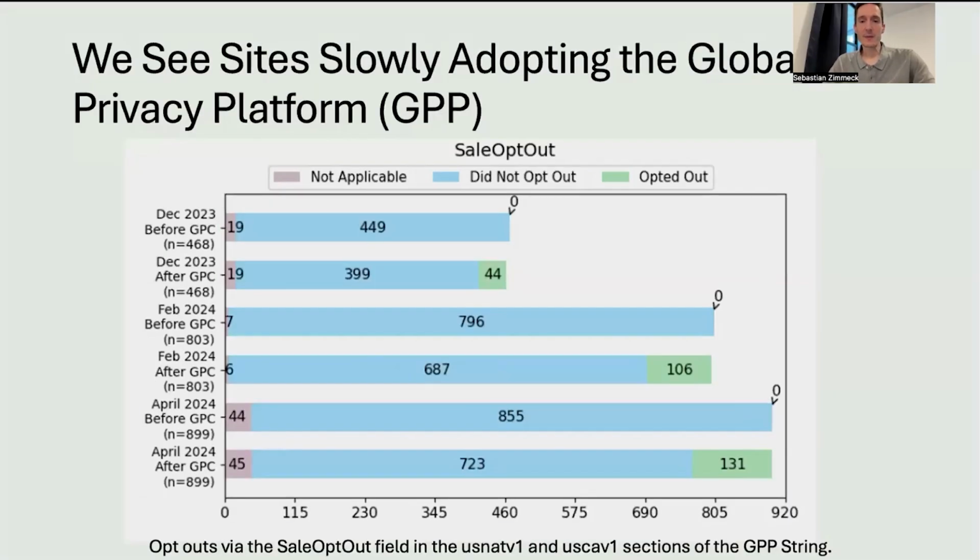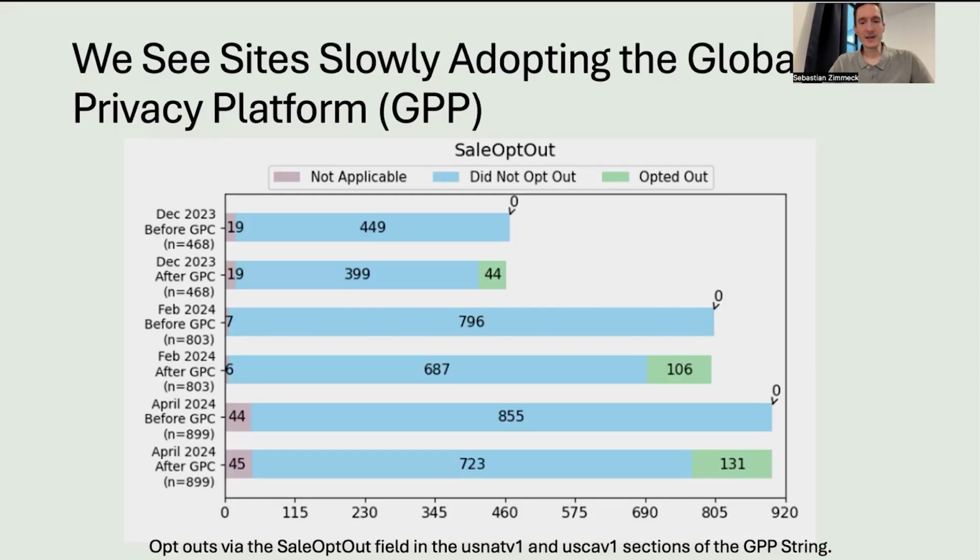Now, here's another privacy flag. It's the Global Privacy Platform. During our analysis, the US privacy string was deprecated and the GPP was introduced. And what we can see here is in December 2023, only 44 sites opted us out according to the Global Privacy Platform, and that increased then to 106 and 131 in April 2024. So we see an overall slow adoption of compliance technologies.